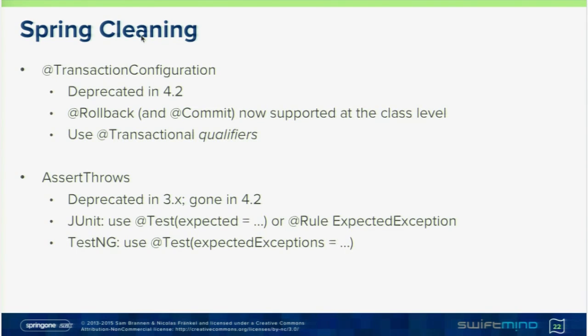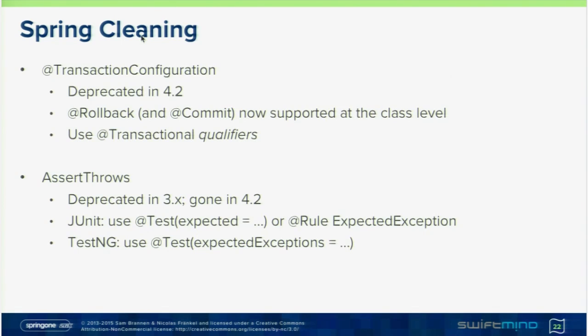You might have been aware in the past there was this @TransactionConfiguration annotation, been around since Spring 2.5. That's been deprecated in 4.2, basically because we now allow @Rollback to be used at the class level or @Commit. We'll come to that later. So now instead of defining the default rollback semantics with the @TransactionConfiguration annotation, you can just do it with @Rollback or @Commit. In addition to that, a feature that's been around a pretty long time: the @Transactional annotation from core Spring has support for qualifiers, so you can just define the qualifier straight in the @Transactional annotation.